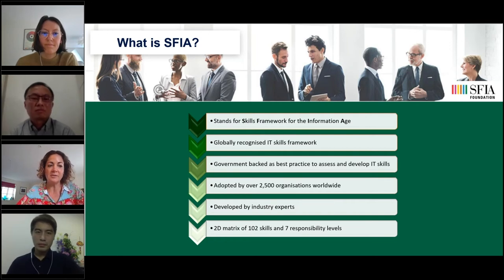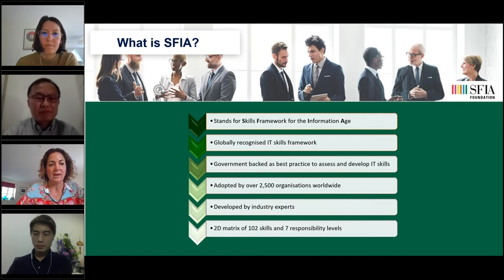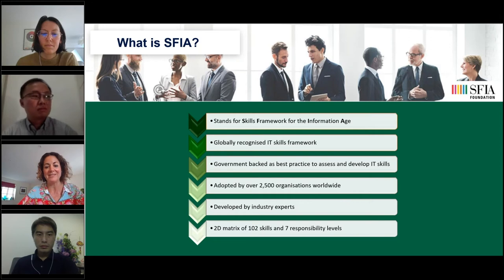The framework is made up of skills and tasks at all levels. It's very widely adopted. It's used by individuals and also organisations to develop talent, and it's adopted by around 2,500 organisations worldwide. It has this matrix of skills. I think there are actually 103 skills now and 7 different responsibility levels that you can map against.